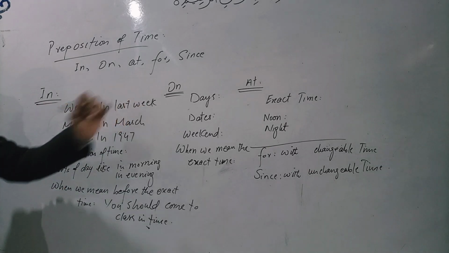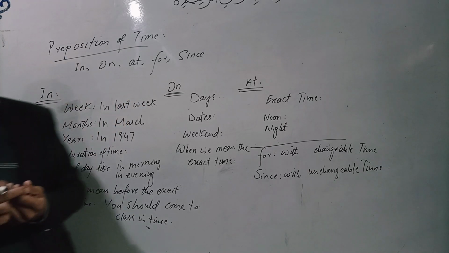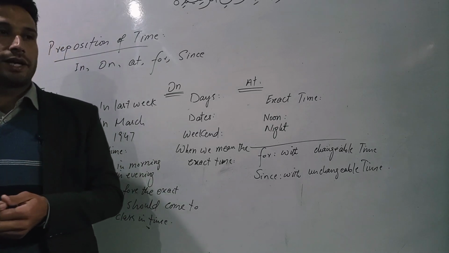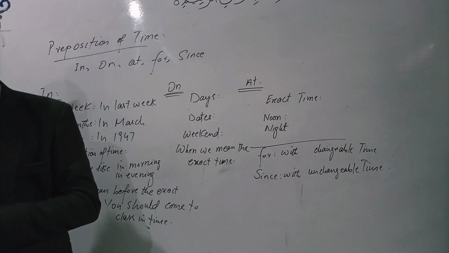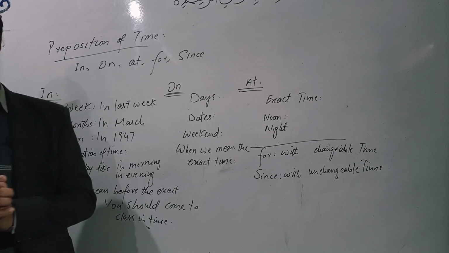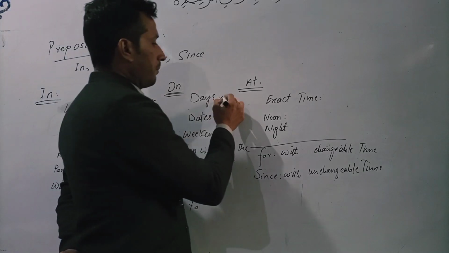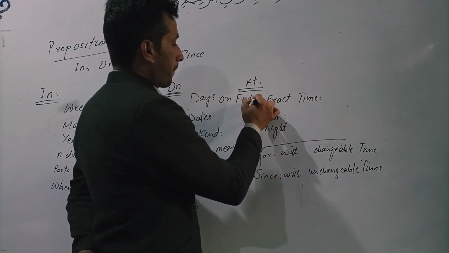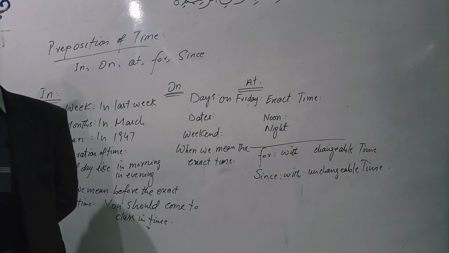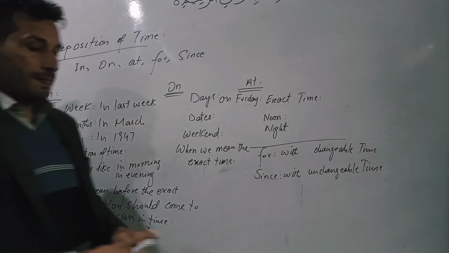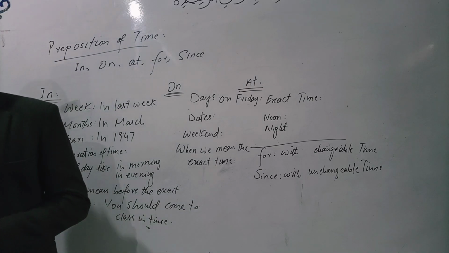Right. Next we have on, which we use with the names of days: on Sunday, on Friday, on Saturday, on Monday, etc. Whenever the name of a day comes, we use on with it. For example, on Friday, on Sunday, on Saturday, etc. Okay. Next we have dates, when the date and month come.